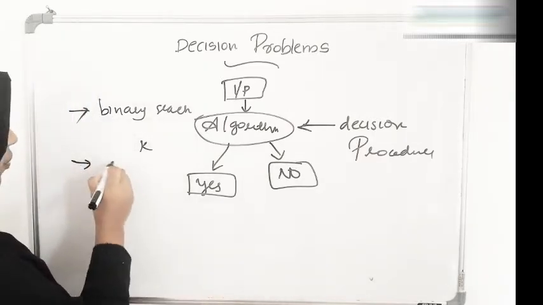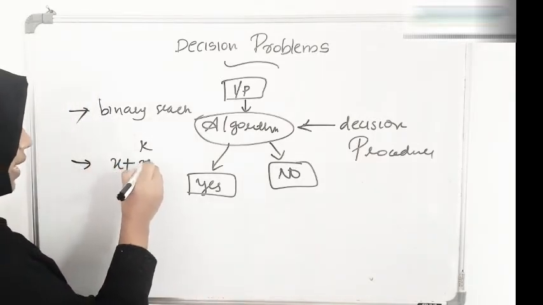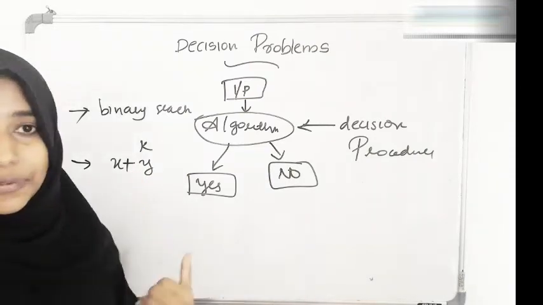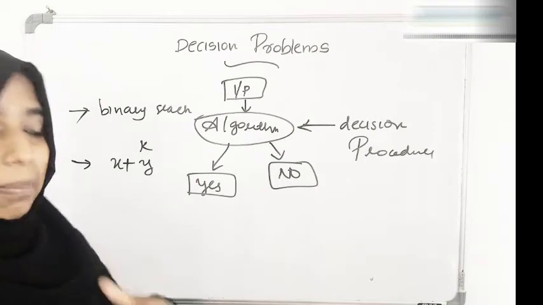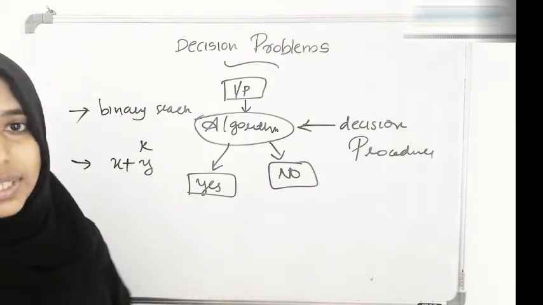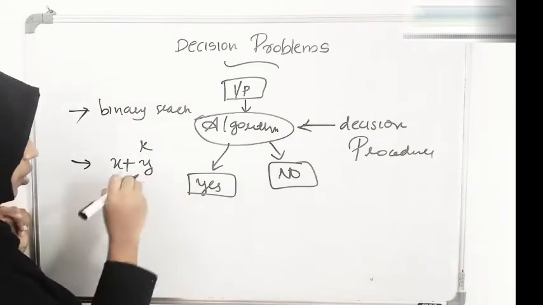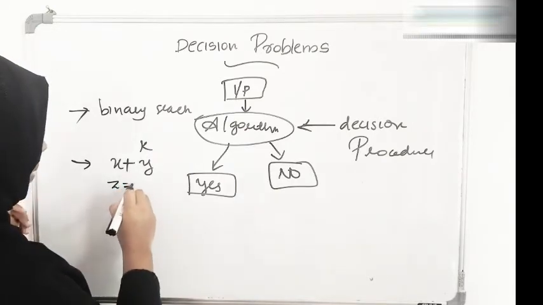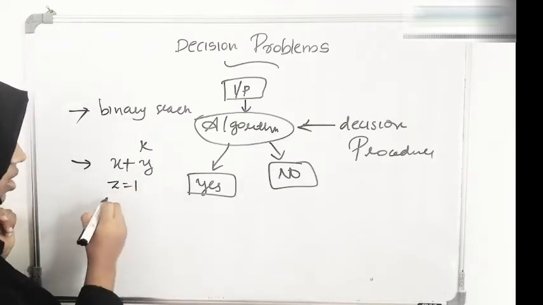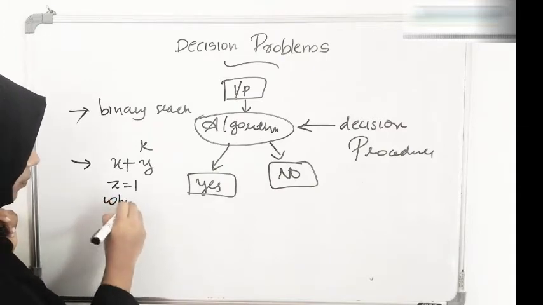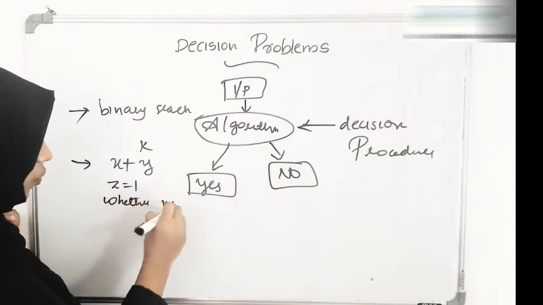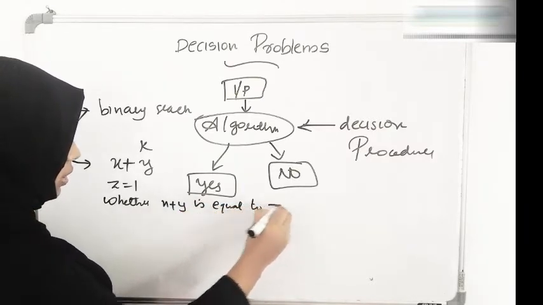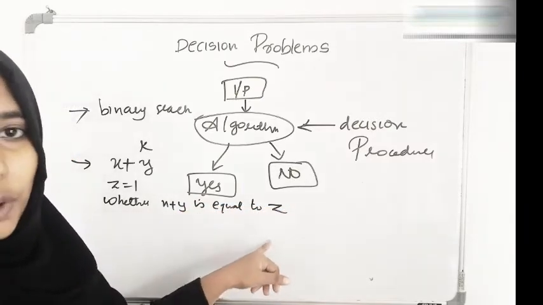Another example is we have to calculate x plus y. We know that this is definitely not a yes or no problem, but again we can convert this into a decision problem. To do that, you initialize some variable z as 1. Now ask whether x plus y is equal to z. Now it is a decision problem, isn't it?